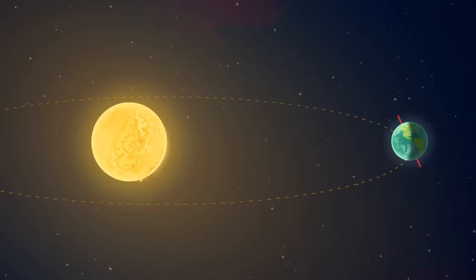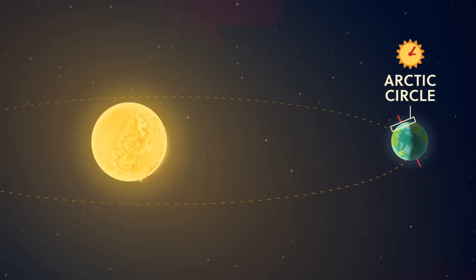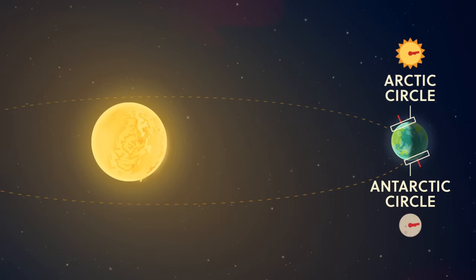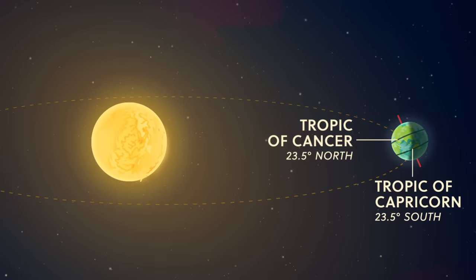Then we have the June solstice, around June 21st, and the exact opposite conditions from the December solstice. The North Pole is tilted toward the sun, while the South Pole is tilted away. At noon, the sun shines directly over the Tropic of Cancer, the latitude line marking 23.5 degrees north. The Tropic of Cancer and the Tropic of Capricorn mark the boundaries on the Earth where the sun can shine directly overhead. At either pole, the sun will never be directly overhead.